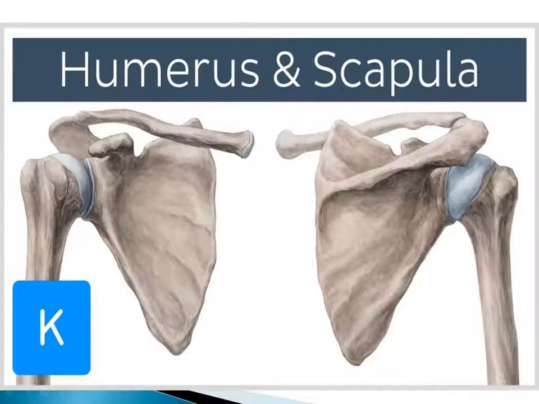Now in this figure you can see the joint formed, both the views, anterior view as well as the posterior view, of the joint formed between the scapula and the humerus. So this is the shoulder joint, which is formed between the glenoid cavity and the head of the humerus. The glenoid cavity is quite shallow while the head of the humerus is large.